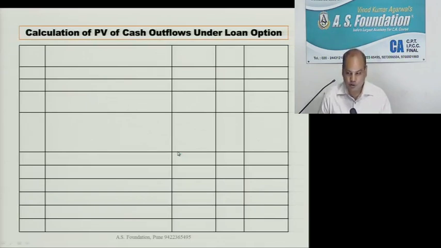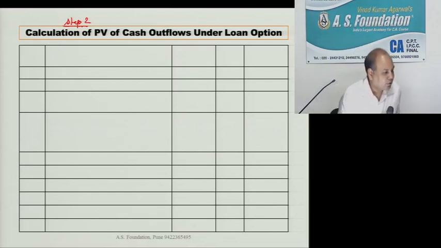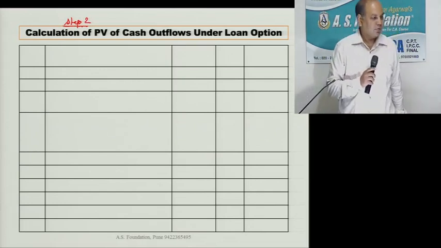Option 1, step 2 write down. That was step 1, option 1. Now option 1 continues, step 2. What is step 2? PV of cash outflow under loan option.